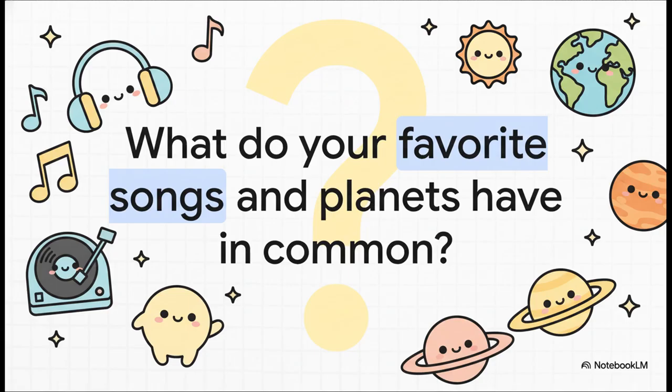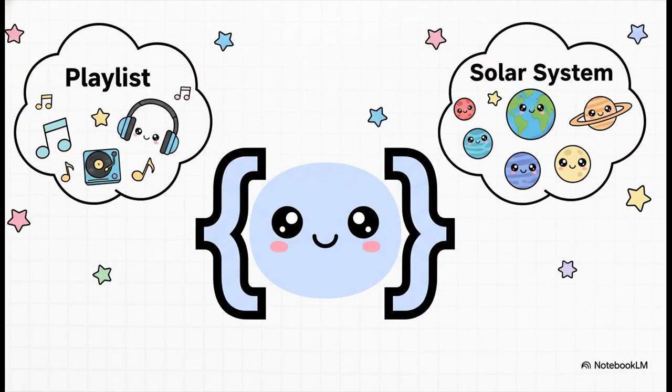So, let's just jump right in with a question. Think for a second about your favorite playlist. Got it? Okay, now think about the planets that orbit our sun. On the surface, those two things seem like they have absolutely nothing to do with each other. But believe it or not, mathematically, they share a really fundamental connection. What could it possibly be? And the answer is, they're both sets.